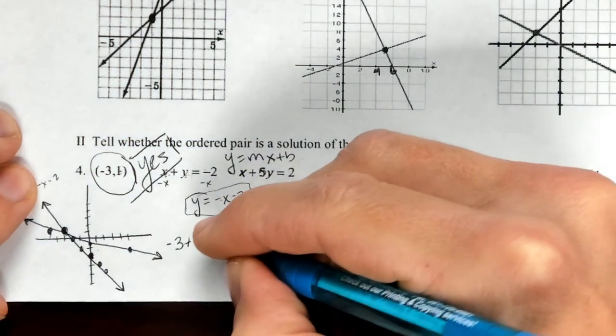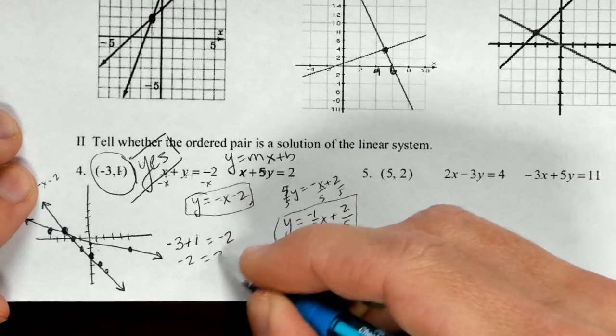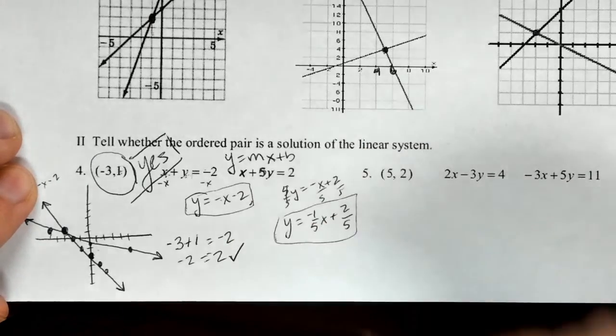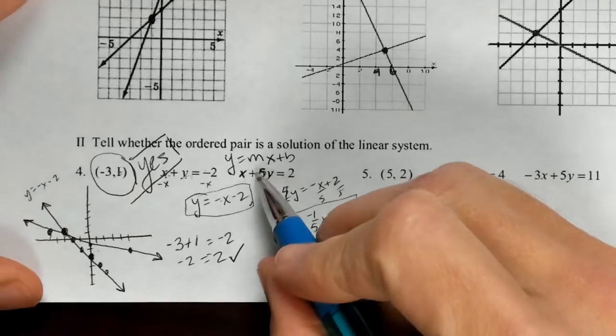So negative 3 plus 1 is equal to negative 2. Well, negative 3 plus 1 is negative 2. So negative 2 is equal to negative 2. That's a true statement. Okay, so we're good. Now go to your next one.